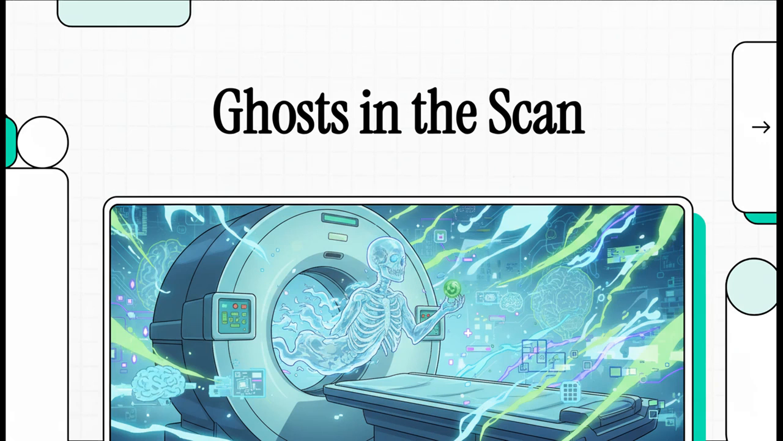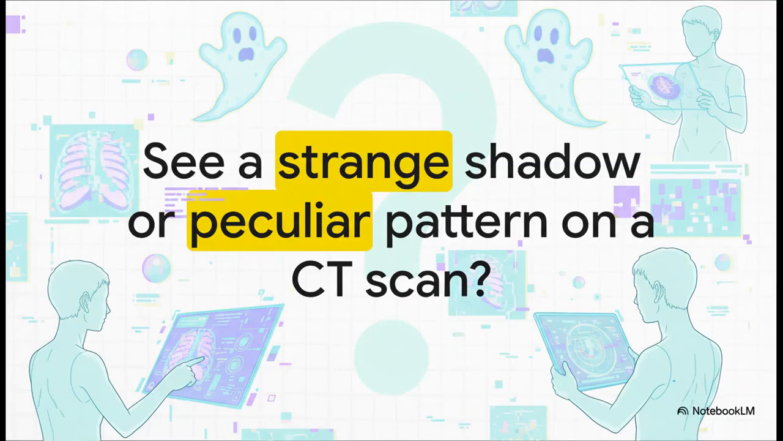All right, today we are going ghost hunting, but forget the dusty old mansions. We're diving deep into the world of medical imaging to track down the phantoms and strange apparitions that haunt our CT scans. You know what I'm talking about, right? That weird shadow, that line that just shouldn't be there? Chances are you're looking at what's called an artifact.